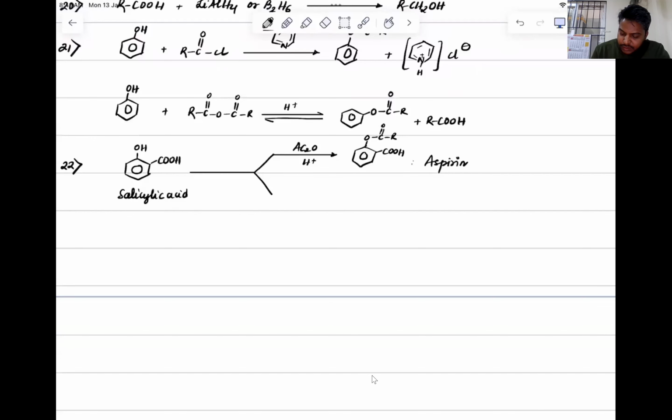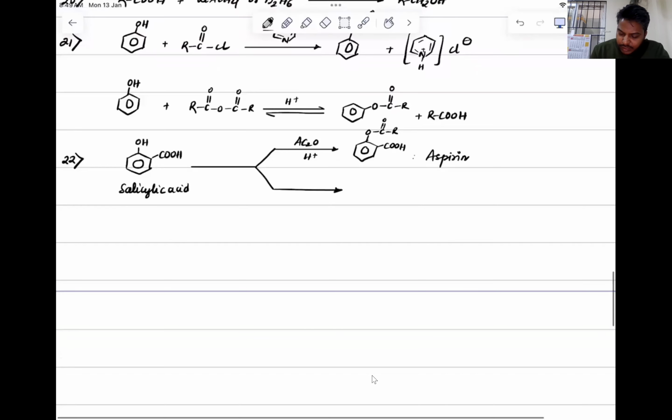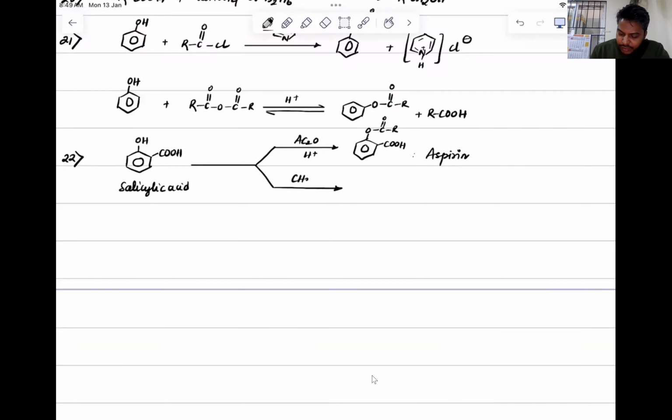Second, okay. In case if you have CH3OH in the presence of H plus, then we will have OH without disturbing that, and here we have OCH3. This is methyl salicylate. Common name is oil of wintergreen.